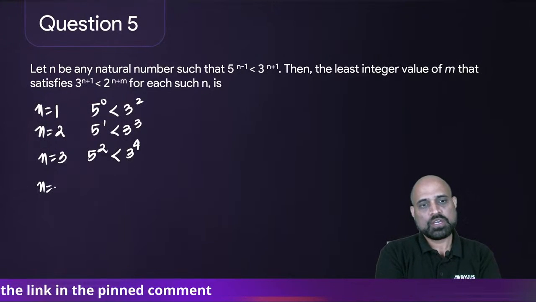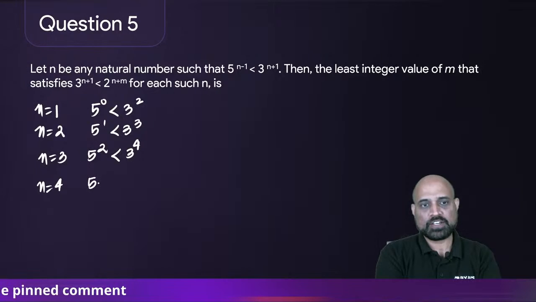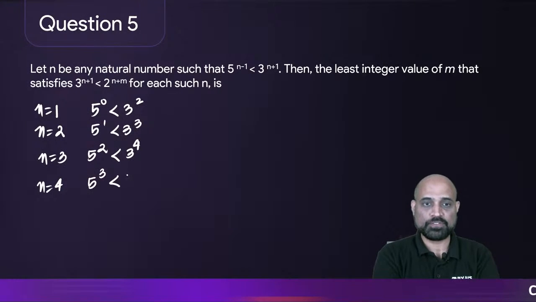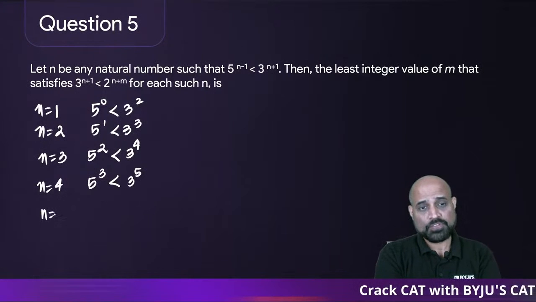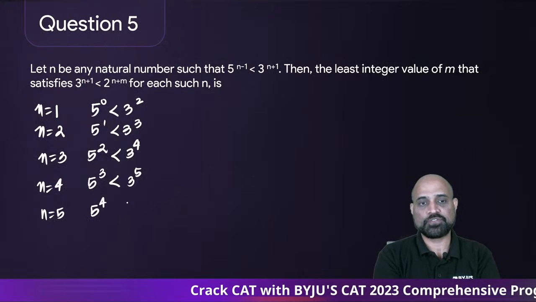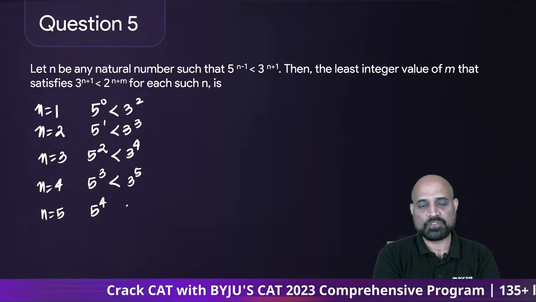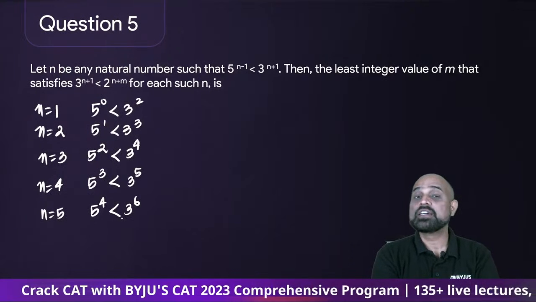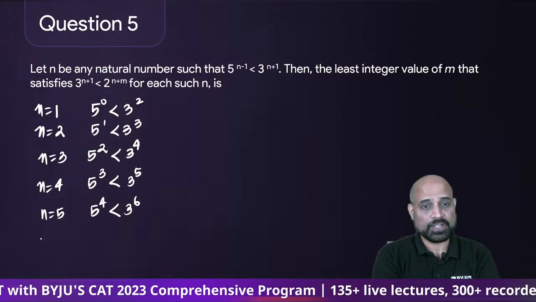True. If n is equal to 4, so you will be getting 5 to the power 3, which is 125, less than 3 to the power 5, which is 243. Still true. If n is equal to 5, we will be getting 5 to the power 4, which is 625, and we will have 3 to the power 6, which is 729. 625 is less than 729.